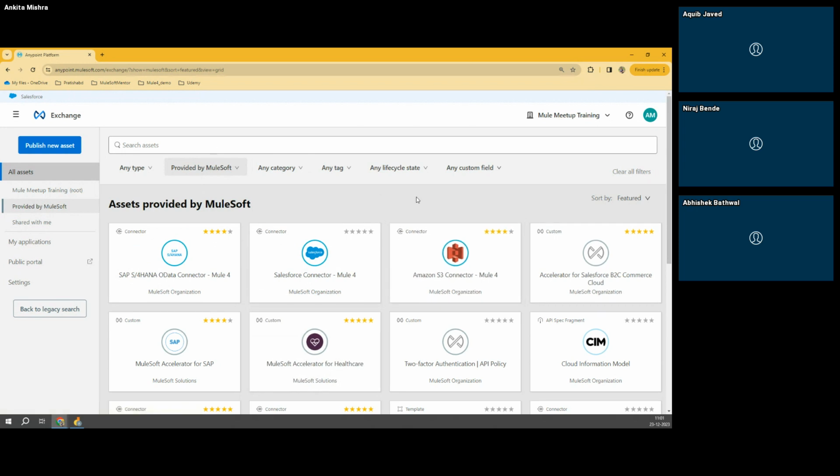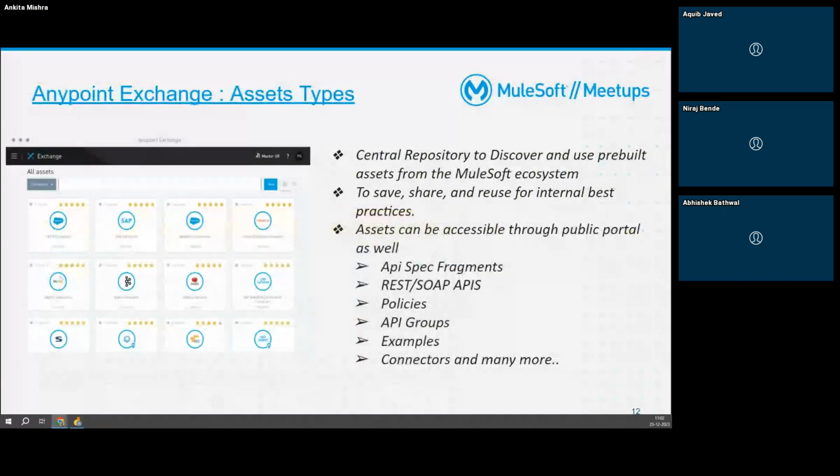Okay, so assets can be anything. It can be a connector, it can be a policy, it can be a particular model that can be further utilized in the form of a fragment. Anything that is reusable can be categorized as an asset. And this is my marketplace, you can see it. Okay, any questions so far?